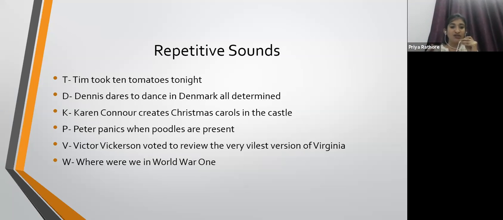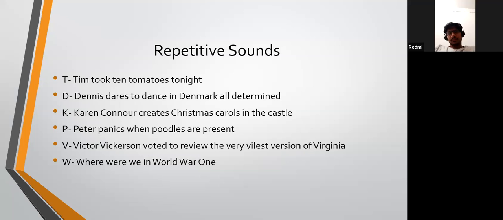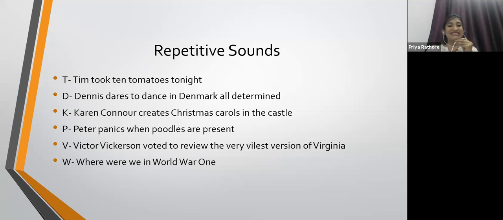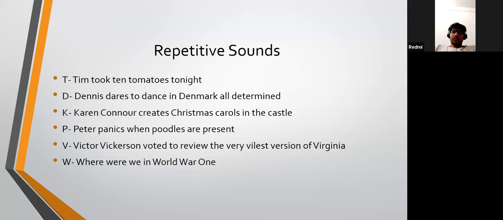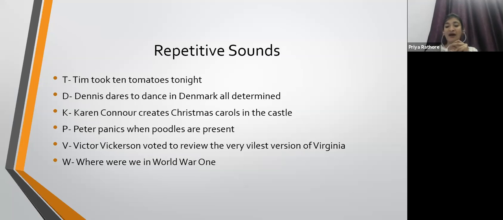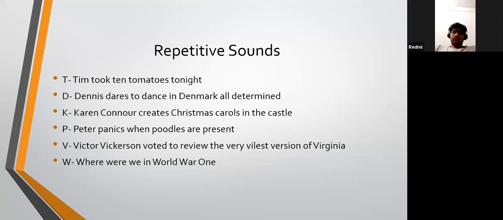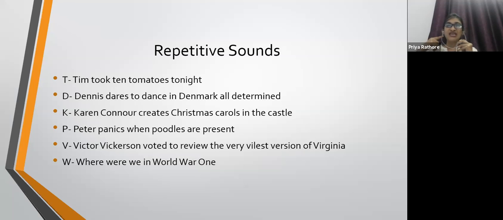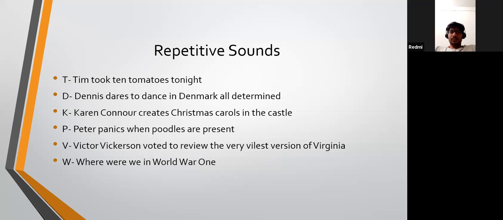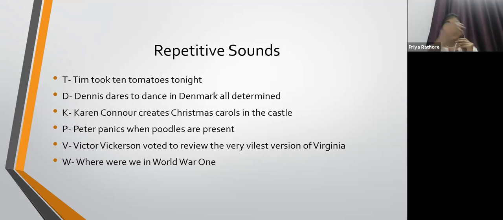When you want to sound articulate, remember, always focus on your word endings. Also the beginning of your word. In fact, why beginning and ending? I would say through and through, but a special focus there. Dennis dares to dance in Denmark, all determined. Then the K sound, if it is spoken properly using your soft palate: Karen Connor creates Christmas carols in the castle. I don't mind, you can say castle also. There is no problem.